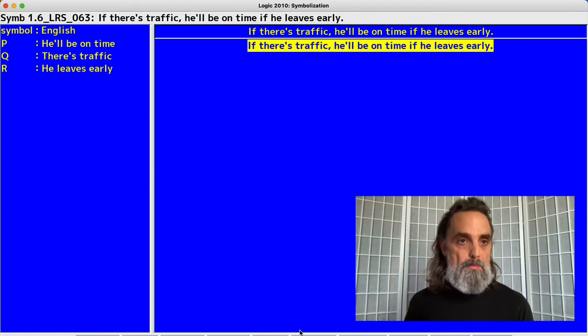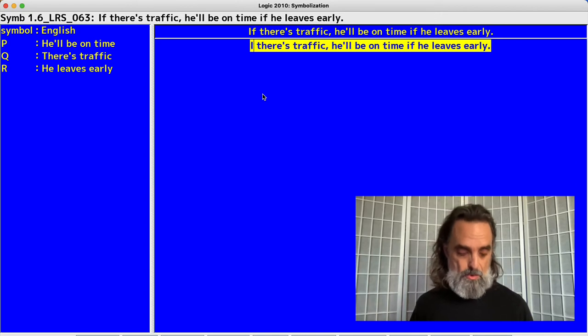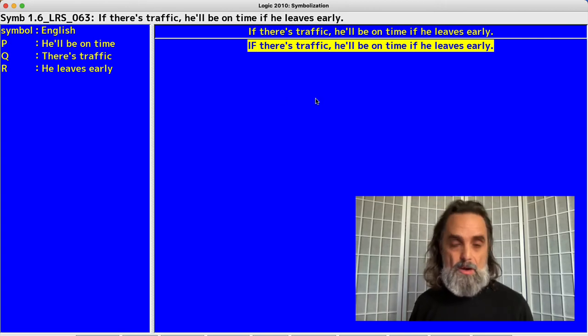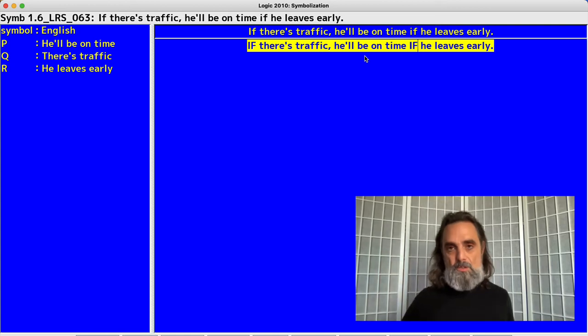Here is our problem. This is 1.6 LRS 63. It's another homework problem, so it'd be a good idea to follow along. If there's traffic, he'll be on time if he leaves early. The first step is to find the logical vocabulary, the words that will turn into logical symbols, not sentence letters. Right now it's just the arrow. So there's this if, and there's this if. We have two ifs, and those are conditionals, and we're going to end up putting in arrows in our symbolization corresponding to each of these ifs.